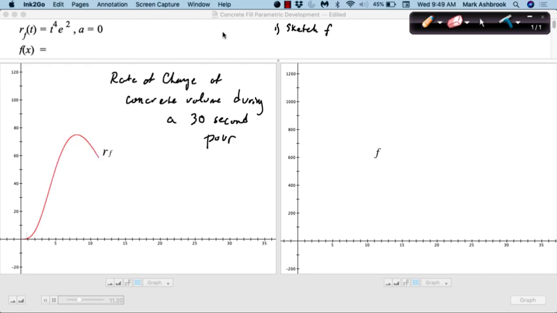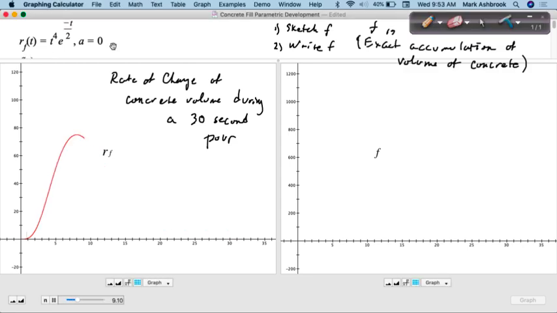Okay, so this is the rate of change of concrete volume during a 30-second pour. We're pouring the concrete, and this is tracking the rate of change over about 35 seconds. And our task here is to make a sketch of F, the accumulation of concrete during the pour for that same time frame, and write a function that gives that accumulation function exactly. So go, take about 3-4 minutes to do this.